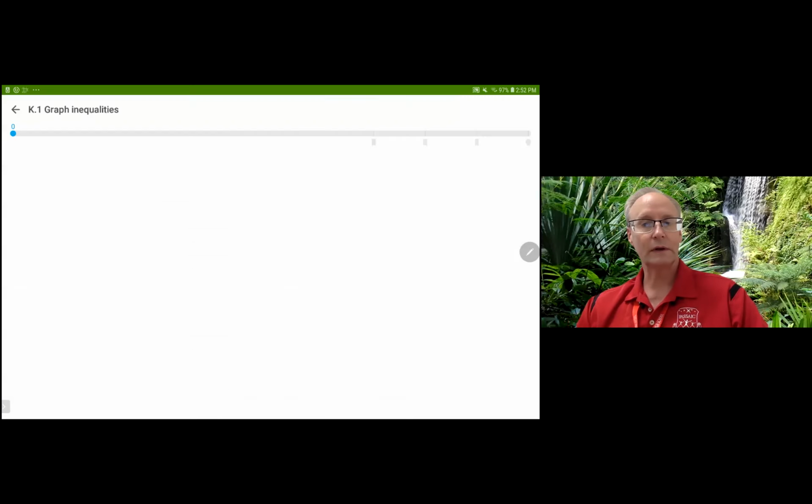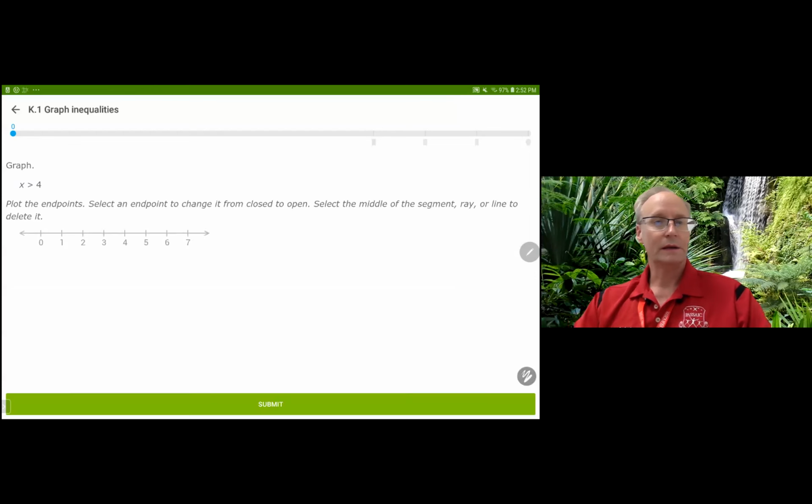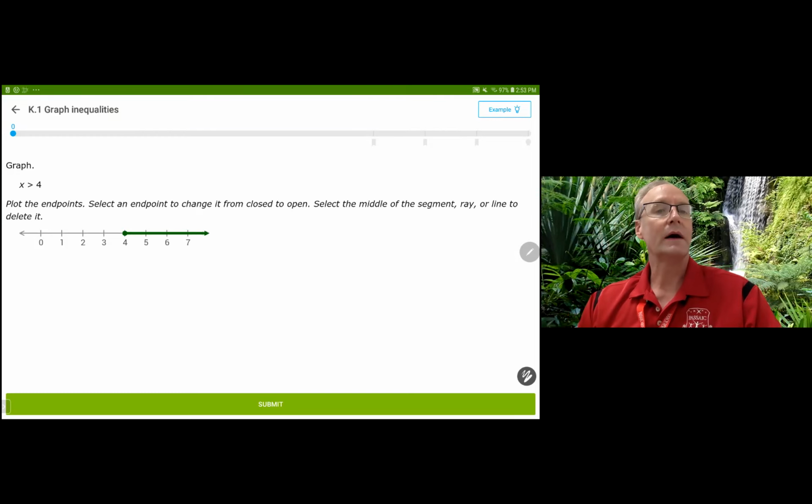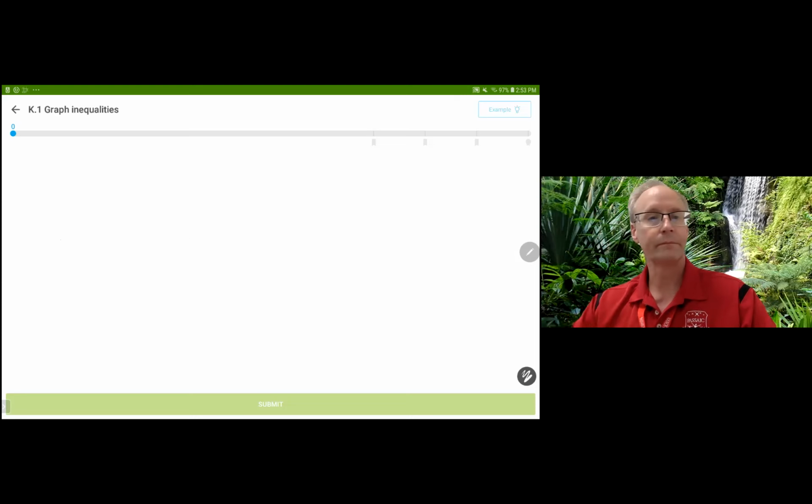K1 graphing inequalities. And we start with x is greater than 4. So we just start at 4, and I want to go x is greater than 4. Now, the problem is what I just graphed is x is greater than or equal to 4. And if I touch this point, I can take it out and make it so that it's an open circle. So there we go.